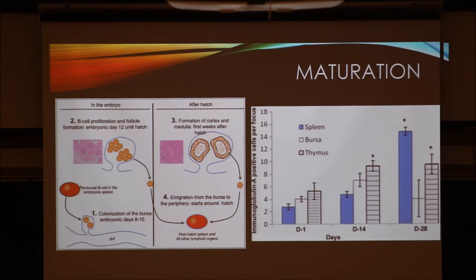No, this is after hatching. Yes, these are not embryonic. And then you can see on the blue bar, the spleen increases because that's a lymphoid organ and that's where the B cells go after they're differentiated in the bursa of Fabricius.